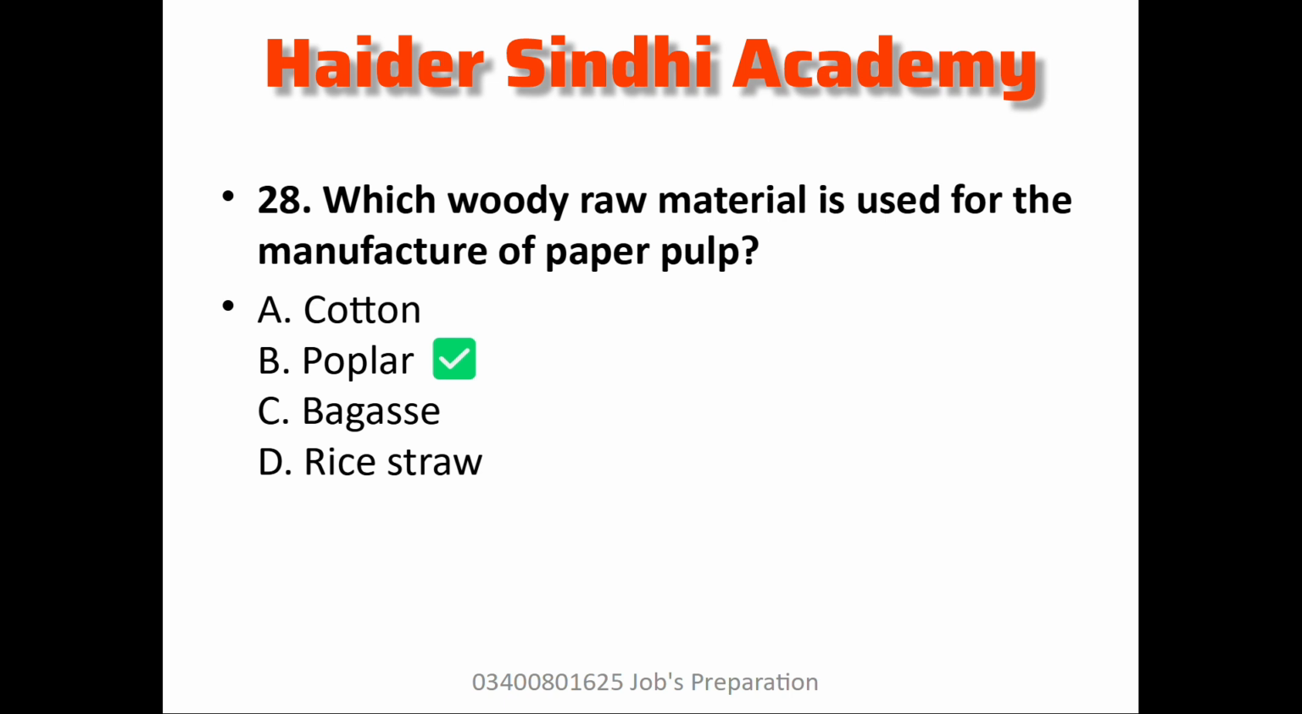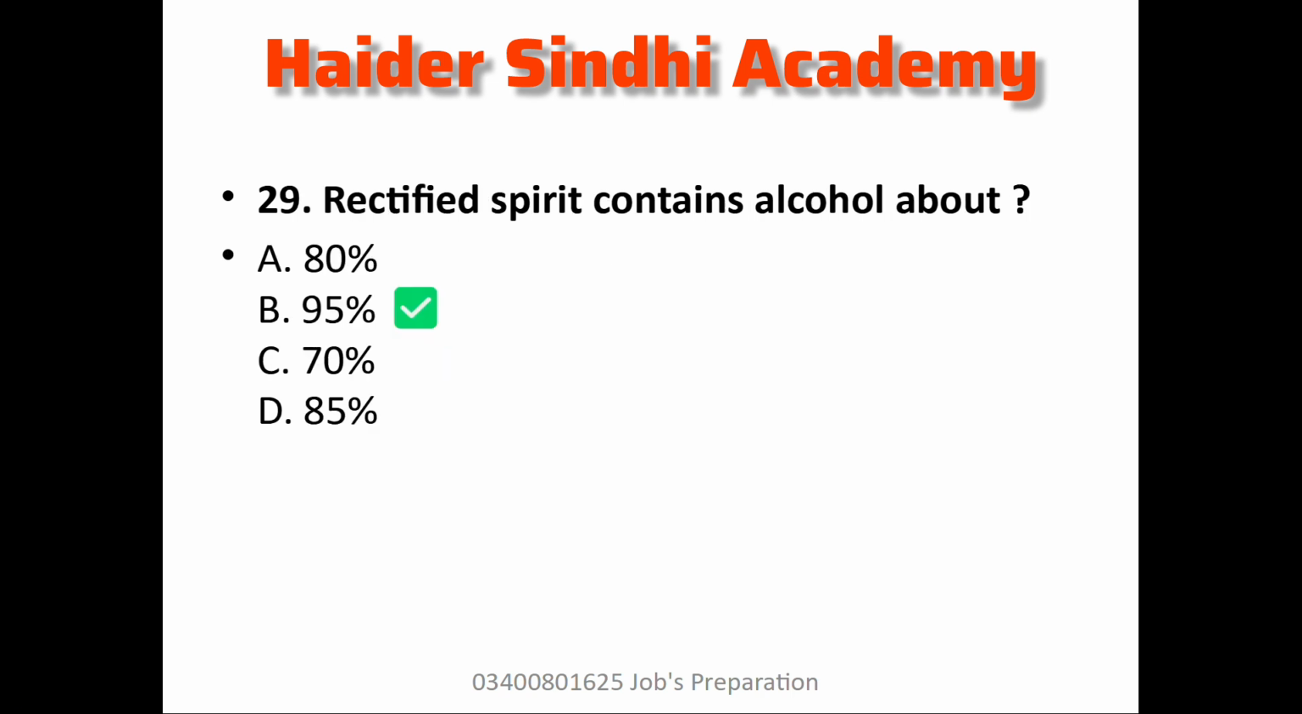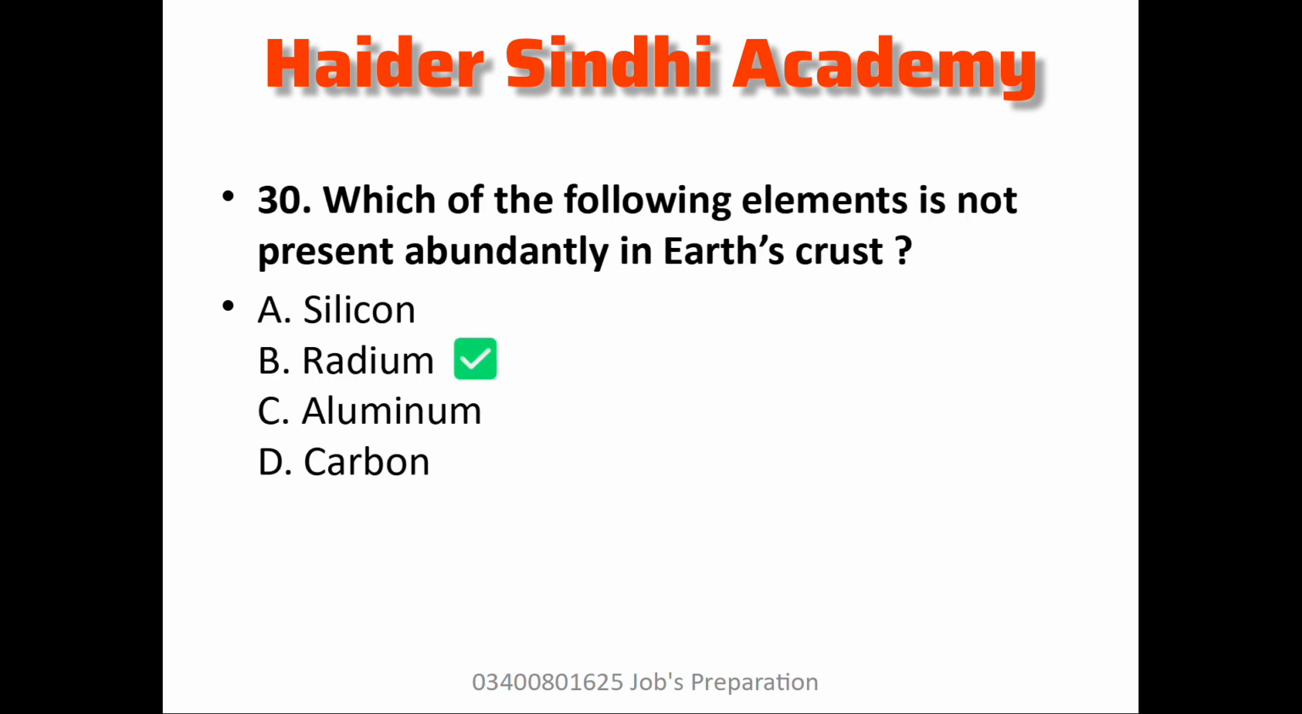Which woody raw material is used for the manufacturing of paper pulp? Option B, poplar is the correct option. Rectified spirit contains alcohol about 95%. Which of the following element is not present abundantly in earth crust?